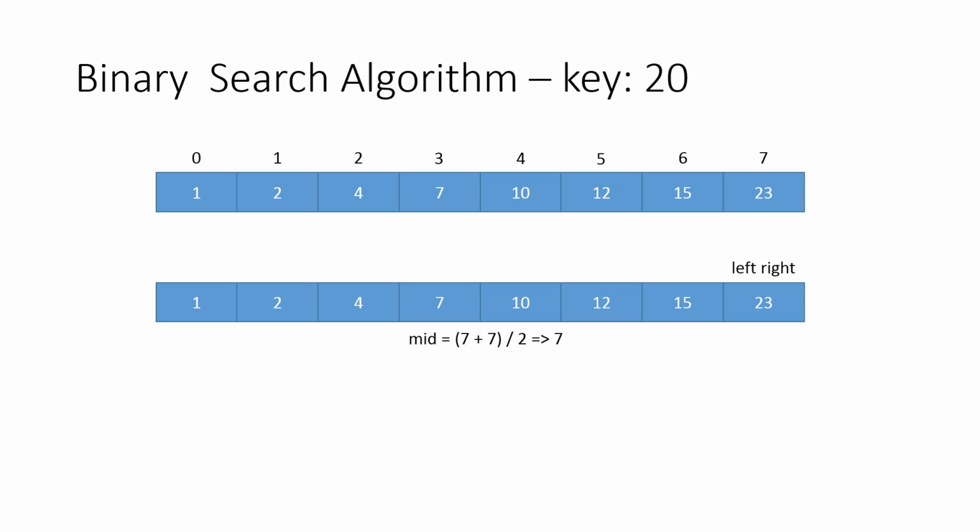So what we need to take a look at here is the value is 23, which is greater than 20. So we are not at the right place, so we need to look somewhere behind this element. So what we need to do is look in the left subarray. To do that, we have to update the right pointer. So we update the right pointer with mid minus 1. What this does is it takes the right pointer to the 6th index. So this is what happens.